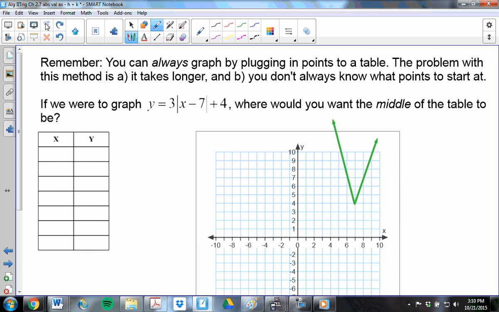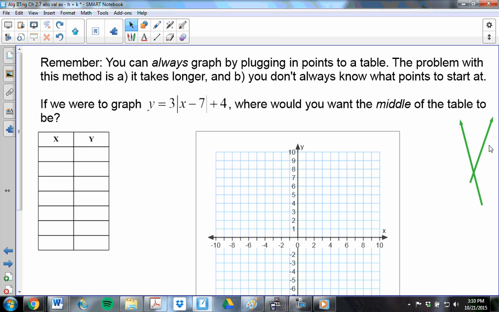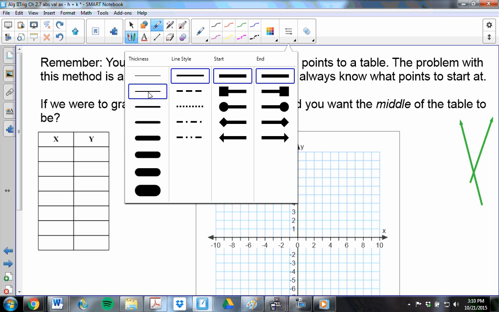Okay, you can always plug in points. This is where I'll try to explain where this negative thing comes from. You can always plug in points to a table whenever you're graphing. So if you ever feel stuck, just plug in points. The problem is it can take longer, and you don't always know what point to start at. Plugging in a 0 in the middle is no longer a really good choice.